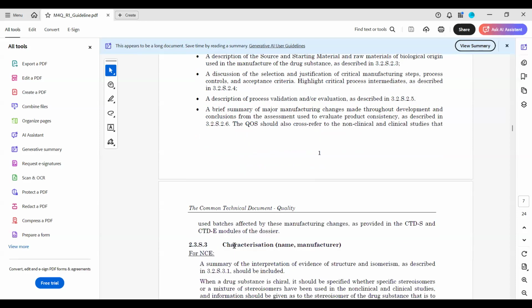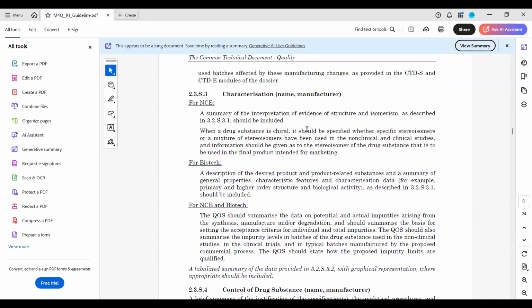Okay, the QoS should also cross refer to the non-clinical and clinical studies that used batches affected by these manufacturing changes, as provided in CTD-S and CTD-E modules of the dossier. So in QoS you can also cross refer to the clinical studies and non-clinical study reports that you'll be submitting in module 4 and module 5, for easy navigation to understand the data that you submitted, to understand the summary that you submitted in QoS.